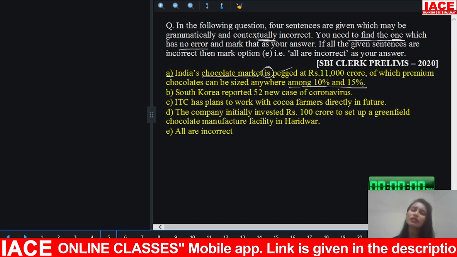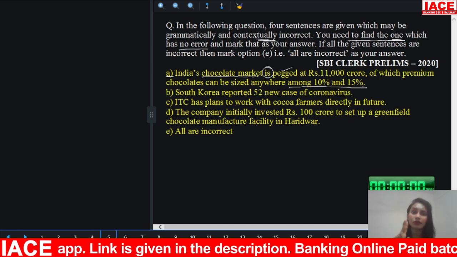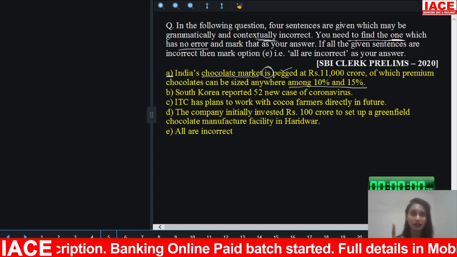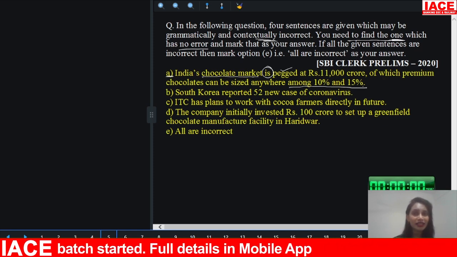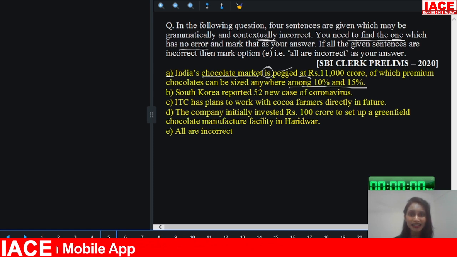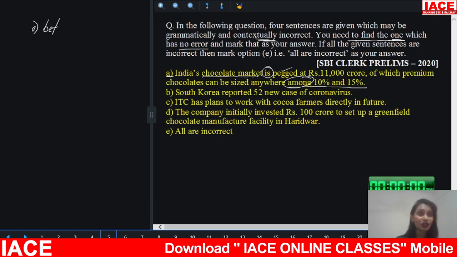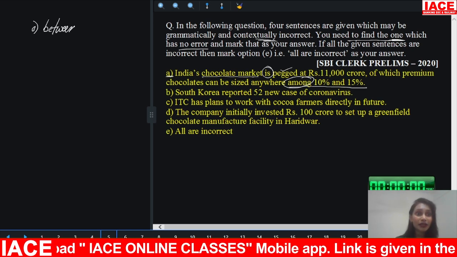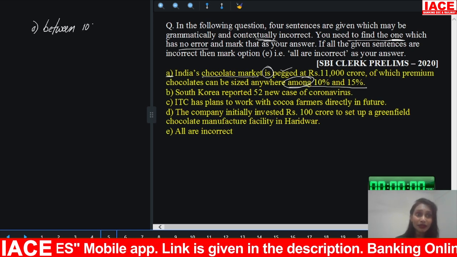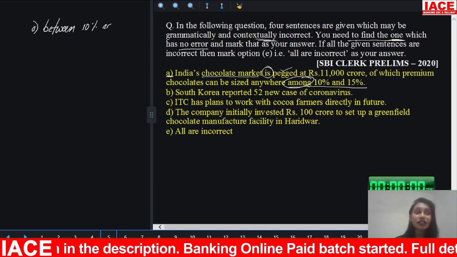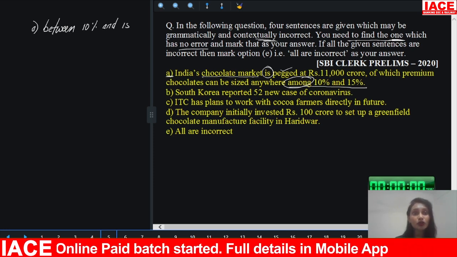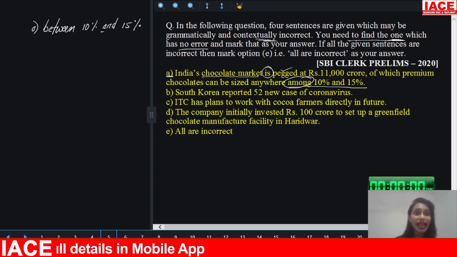Of which, this 11,000 crore rupees, of which premium chocolates can be sized anywhere among 10% and 15%. Here how many percentages are given? 2, right? 10, 15. When there are only 2, can you use among here? No, right? So what you have to use? It should be between, not among. It should be between 10% and 15%.